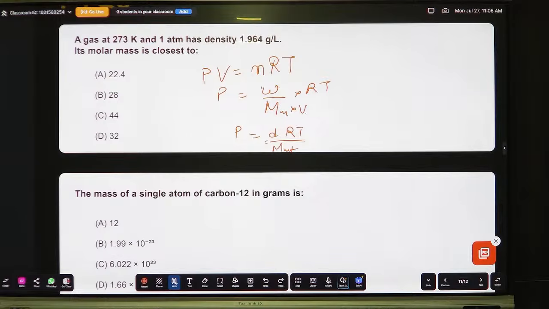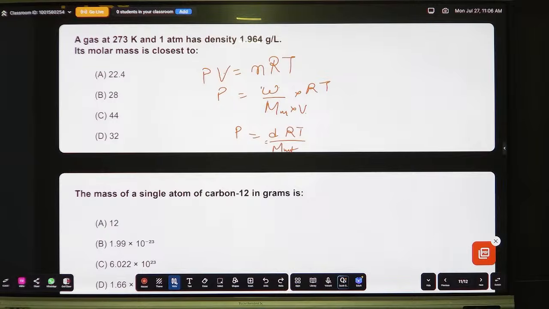Vapor density is equal to molecular weight upon 2. Molecular weight upon 2, not 22.4. That is the number of mole formula. You are talking about this formula, no? Yes, sir. This is a different formula. Don't mix it up, beta.